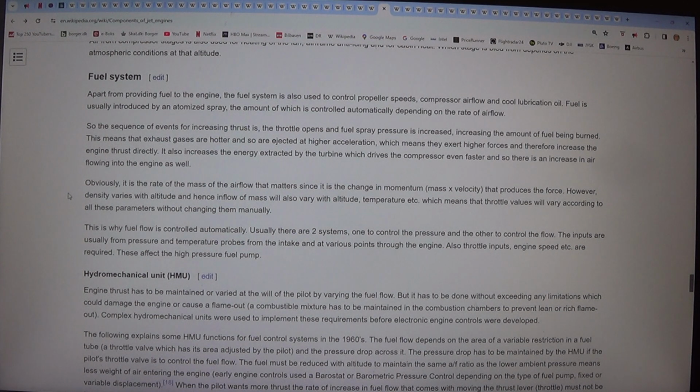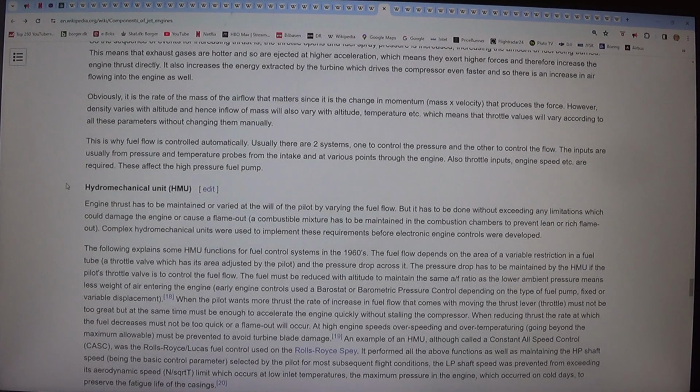However, density varies with altitude and hence inflow of mass will also vary with altitude, temperature etc., which means that throttle values will vary according to all these parameters without changing them manually. This is why fuel flow is controlled automatically. Usually there are two systems, one to control the pressure and the other to control the flow. The inputs are usually from pressure and temperature probes from the intake and at various points through the engine. Also throttle inputs, engine speed etc. are required. These affect the high-pressure fuel pump.